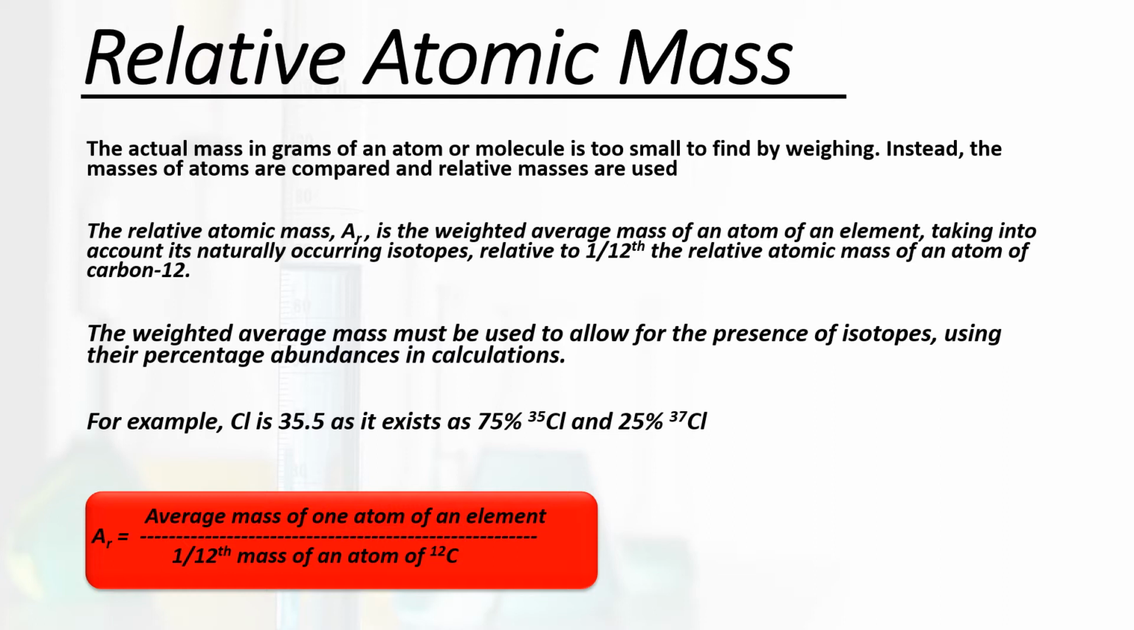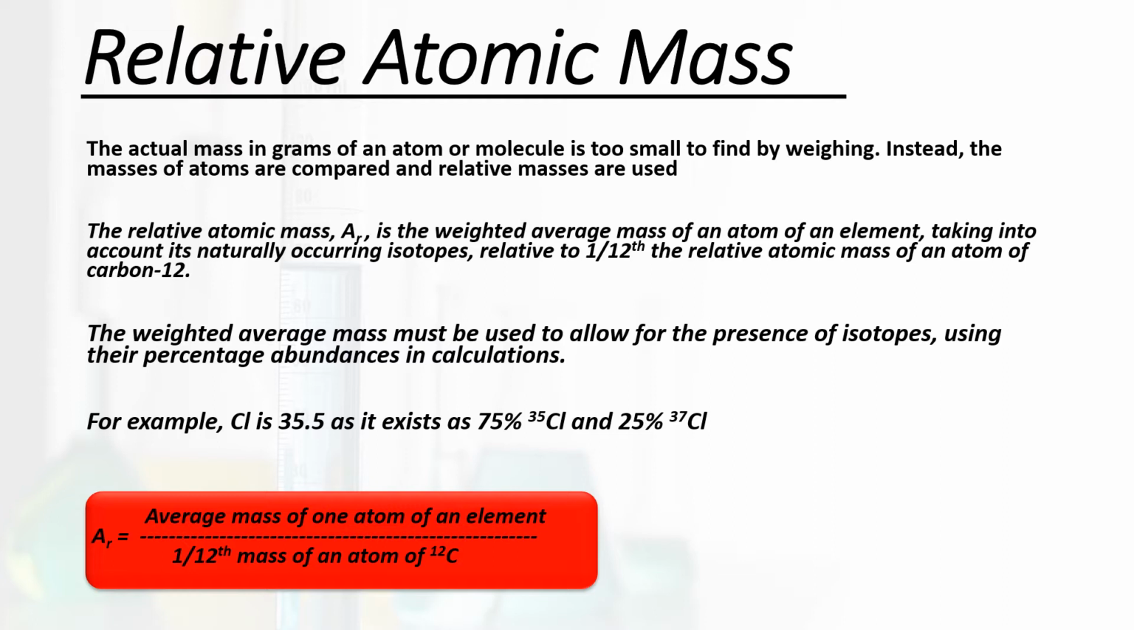Now, many years ago it used to be that this was referenced that an atom of hydrogen had a mass of 1 and every other element was relative to that. Now the actual definition that we use is that the relative atomic mass, which is given the symbol Ar, is the weighted average mass of an atom of an element taking into account its naturally occurring isotopes relative to 1/12 the relative atomic mass of an atom of carbon-12.